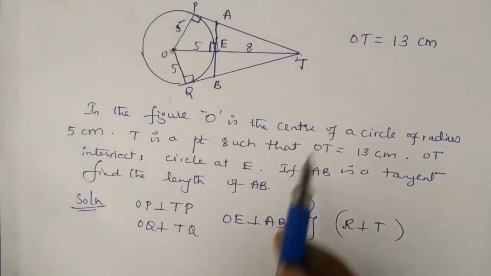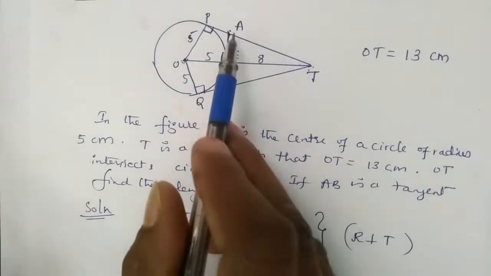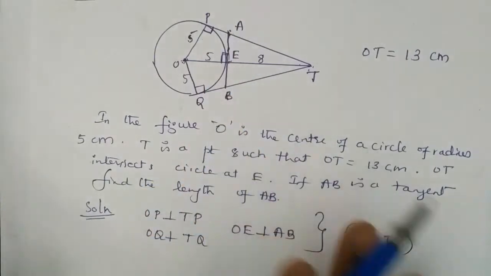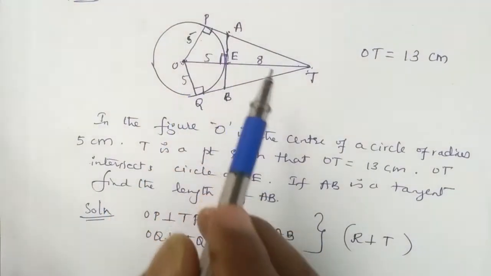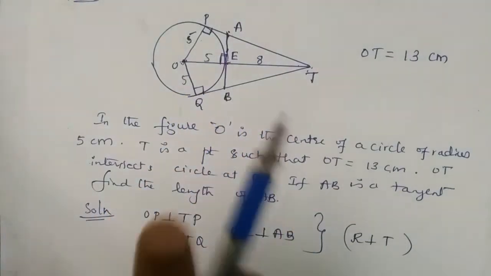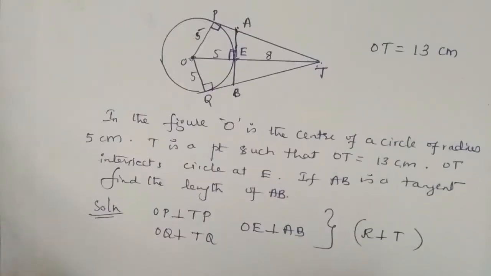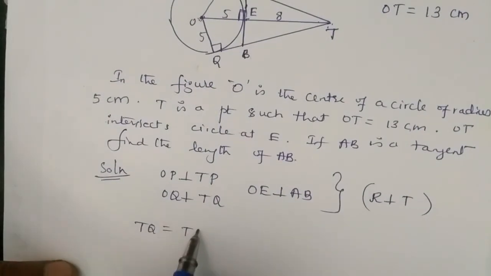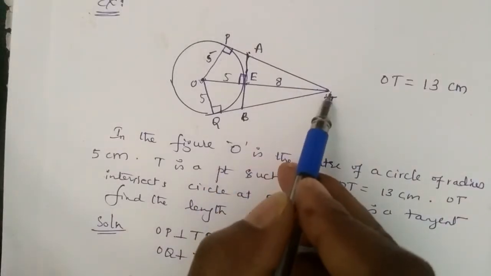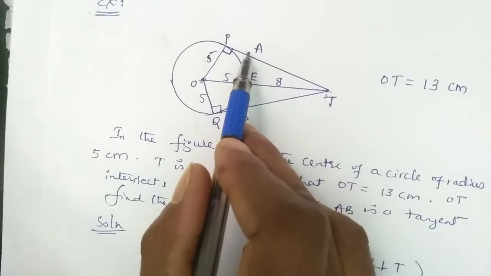The next thing is how to find the length of AB. This length of AB is the main question. To find the length of AB, there are many right angle triangles here. Let us take any one right angle triangle to solve for the AB length. Before that, the second theorem says that TP is equal to TQ. The other one is AP is equal to AE, because A is an exterior point.